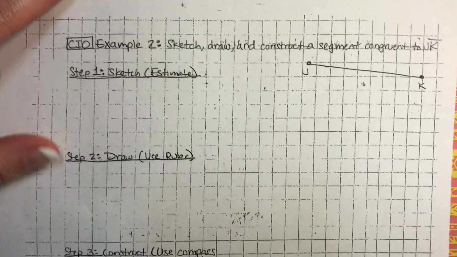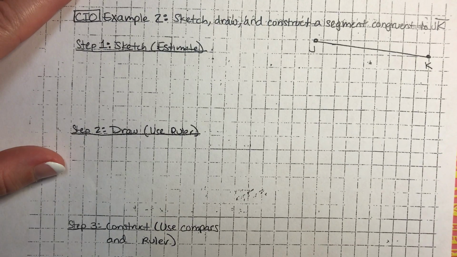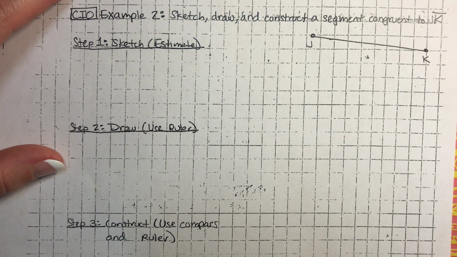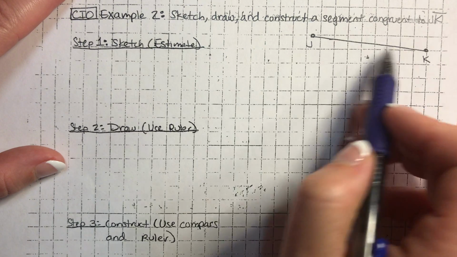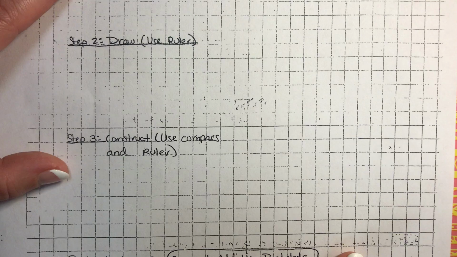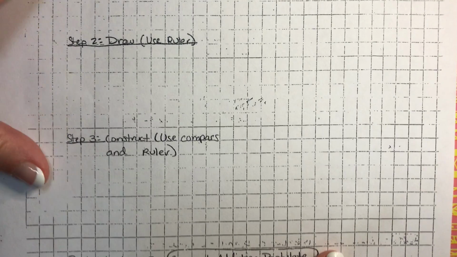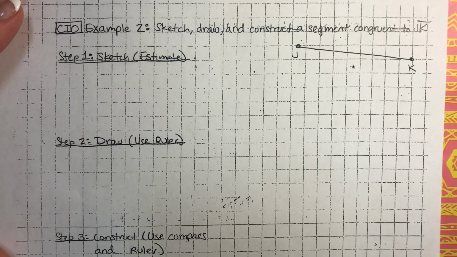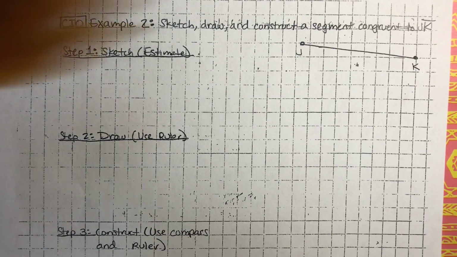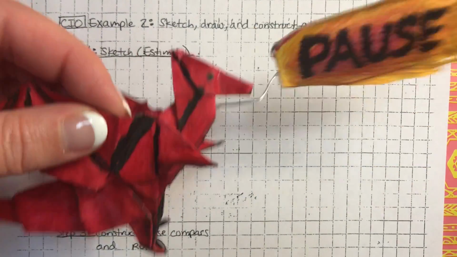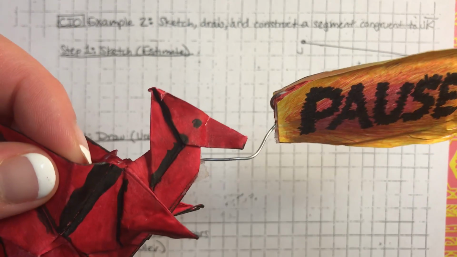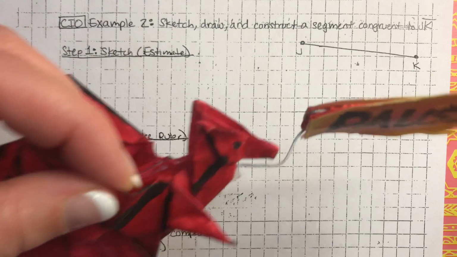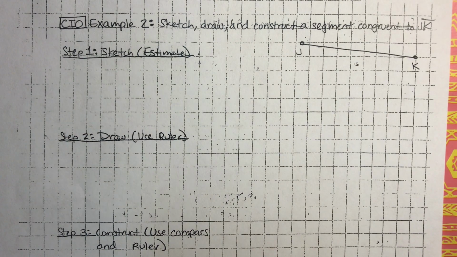Okay, now it is your turn to check it out. I want you to work on example 2: sketch, draw, and construct a segment congruent to JK. So right here, first you're going to estimate, then you're going to use a ruler, and then you're going to use a compass and a ruler to construct. So go ahead and get started. Where's my friend? Oh, here's my friend, the pause dragon. So make sure you get your rulers out and your compass, and go ahead and go for that. Press pause now, work it out. When you get done, press play, and we'll talk about it.